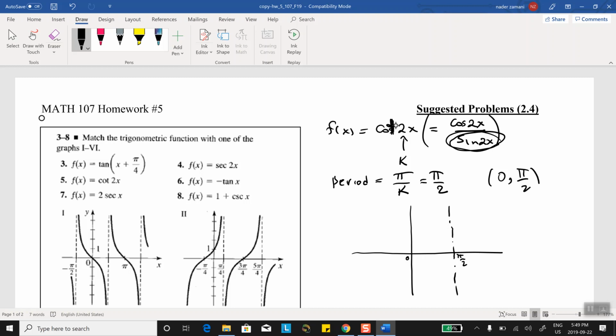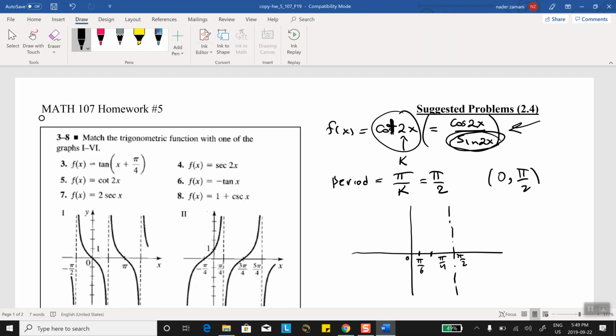So what I'm going to do is I'm going to try a few numbers. For example, what about pi over 4? Let's try pi over 4 here. When you put pi over 4 in this expression, or you put in your calculator cosine of 2 times pi over 4, you see that you're going to get 0. Okay? When you put, for example, a different number on this side, let's hypothetically say pi over 6.